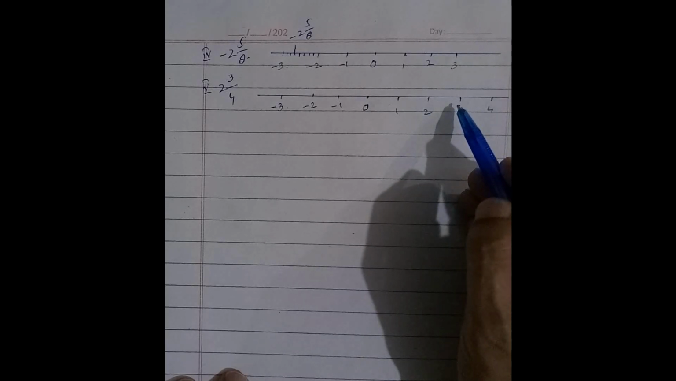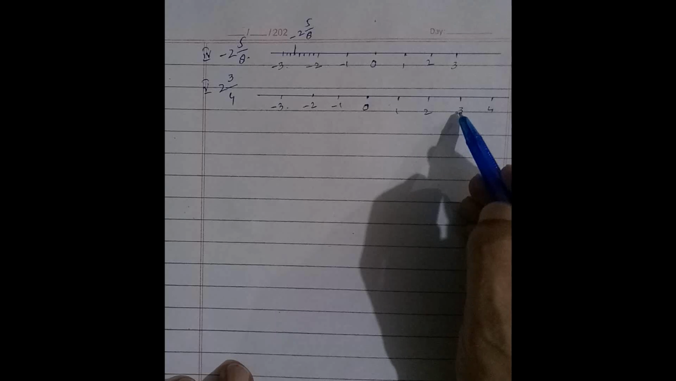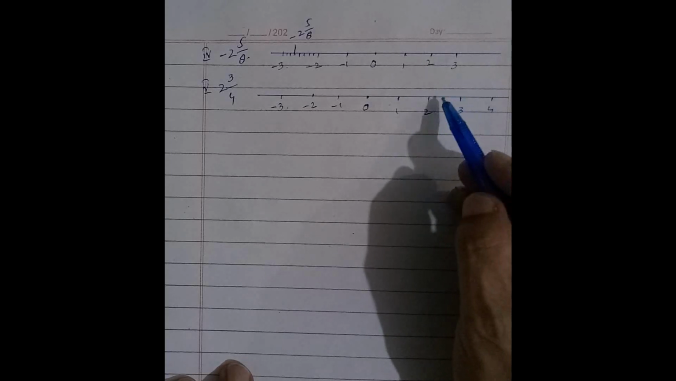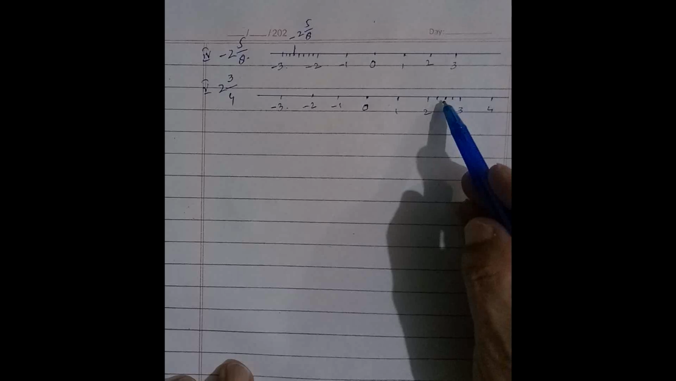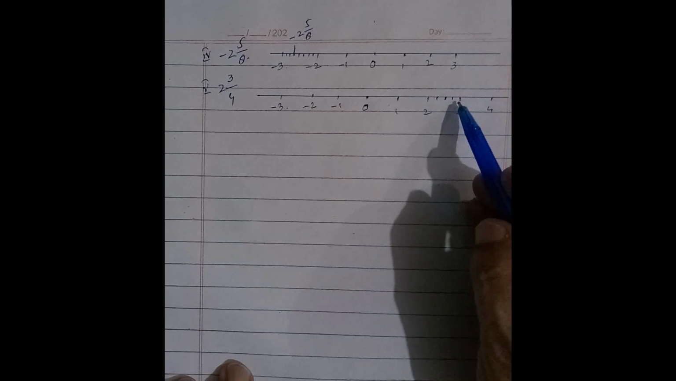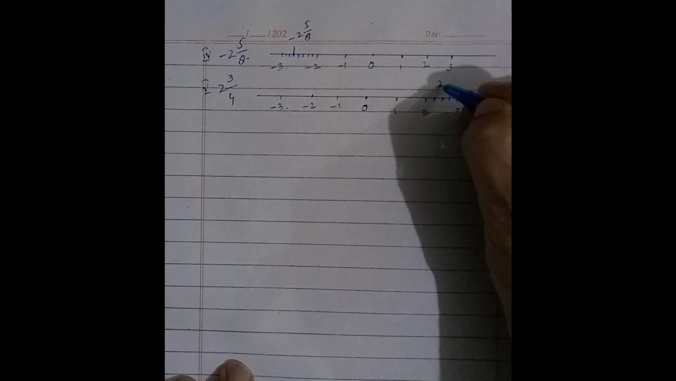In this 3 over 4, the denominator means 4 portions between 2 and 3, and the point is lying on the third. So we take 4 points, 1, 2, 3, and 4. And this point is lying on the third, meaning 2 whole 3 over 4.